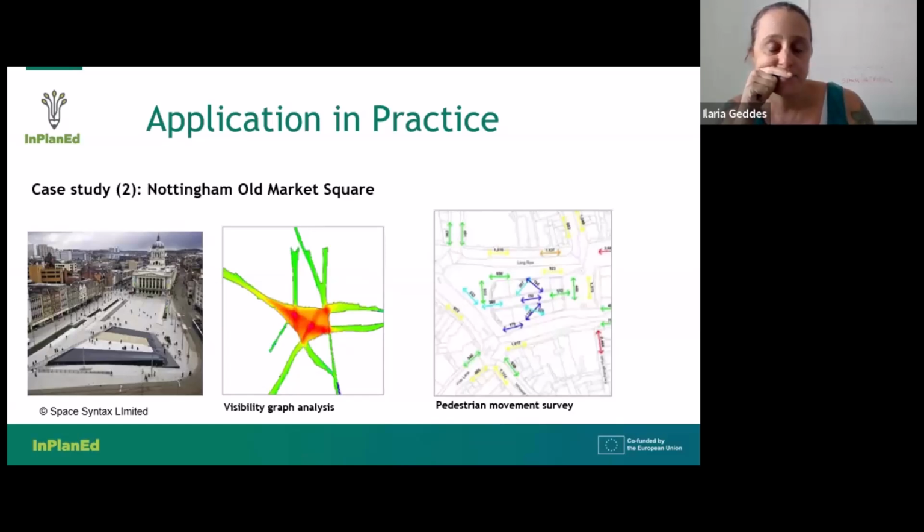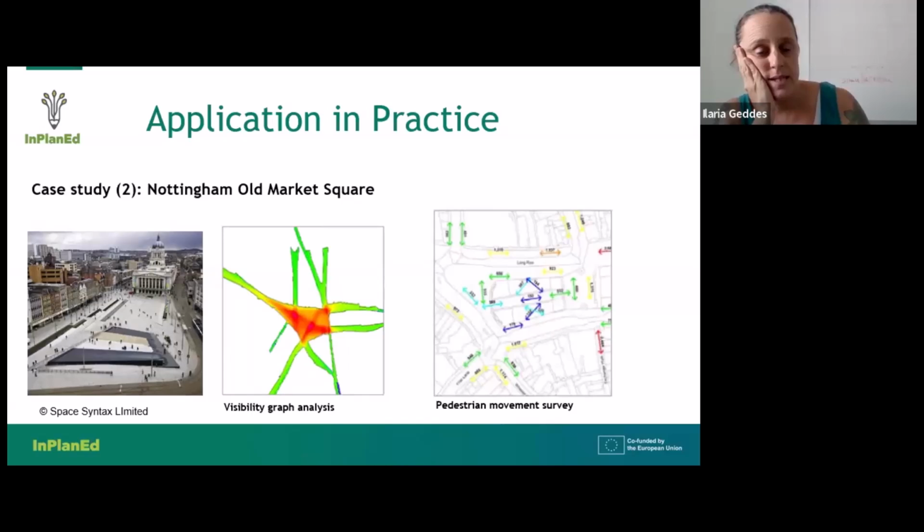Another case study. They're all from the same company, Ed's company that you saw last week. Nottingham Market Square. The image on the left is the resulting outcome, and this was an award-winning square. It's very, very well used nowadays. It wasn't before. And what they did was a visibility graph analysis.